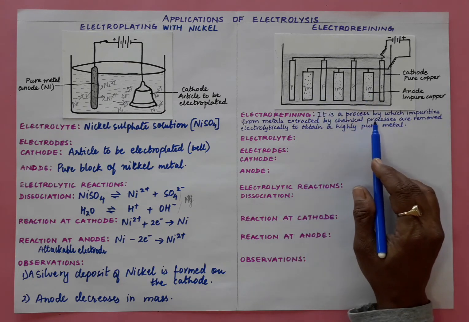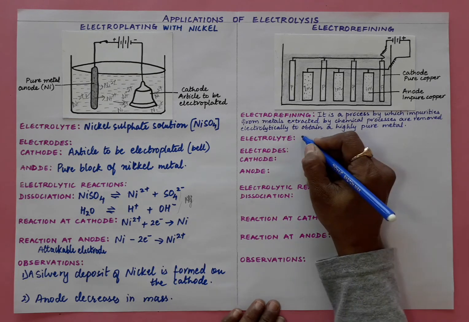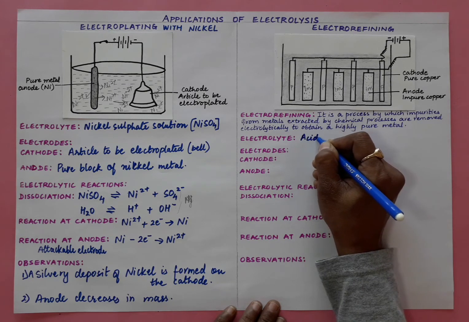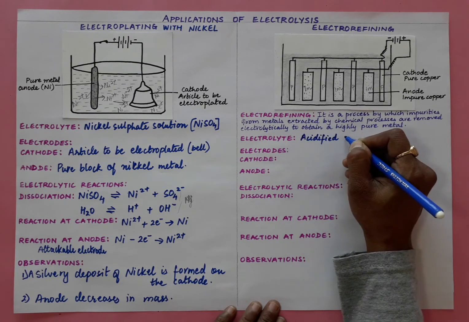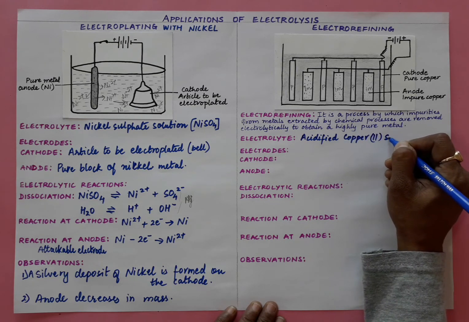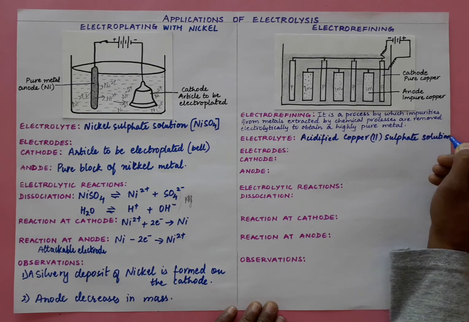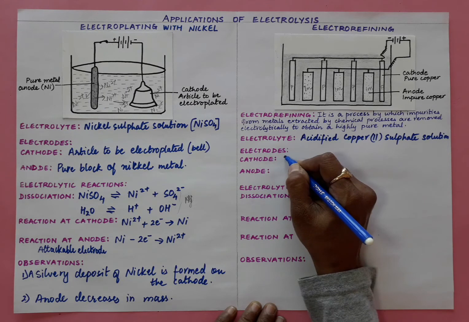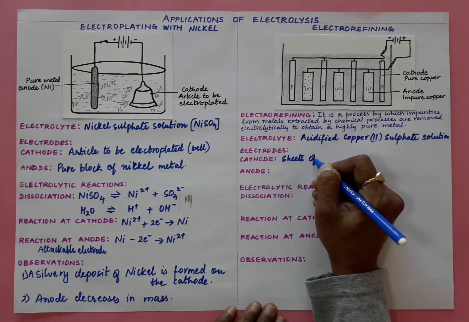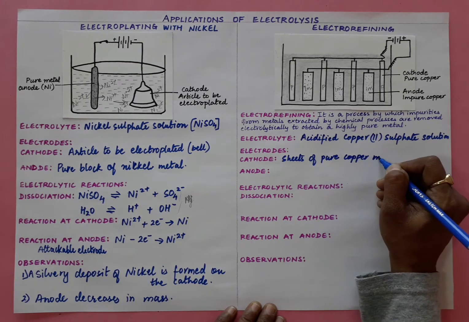So what is happening here: electrolytically, by passing electric current, we will remove impurities from this. This is called electro refining. So let us understand what the electrolyte is over here. The electrolyte is acidified copper sulfate solution, and we have to mention solution. Then the electrodes: the cathodes are the sheets of pure copper metal, thin sheets of pure copper metal.